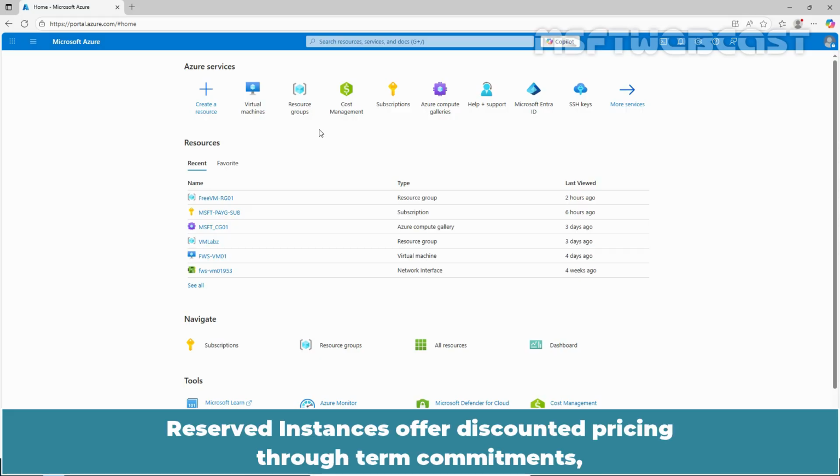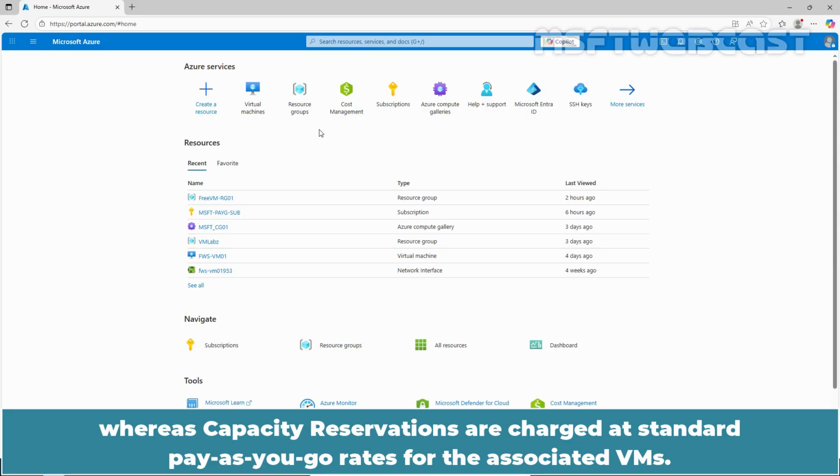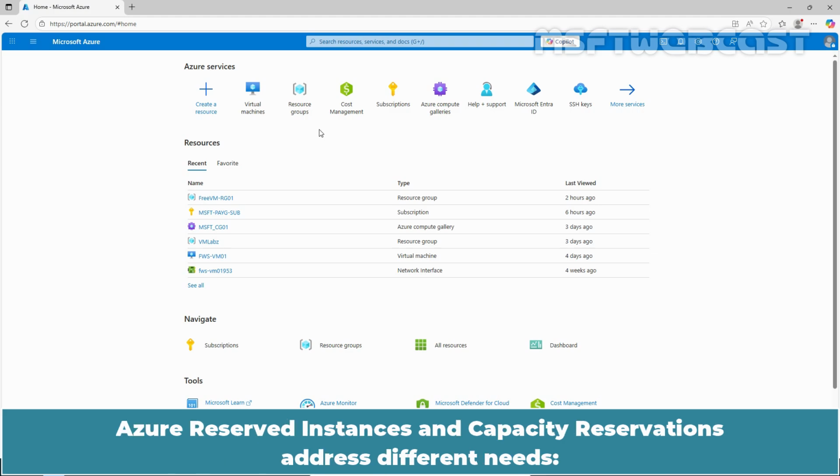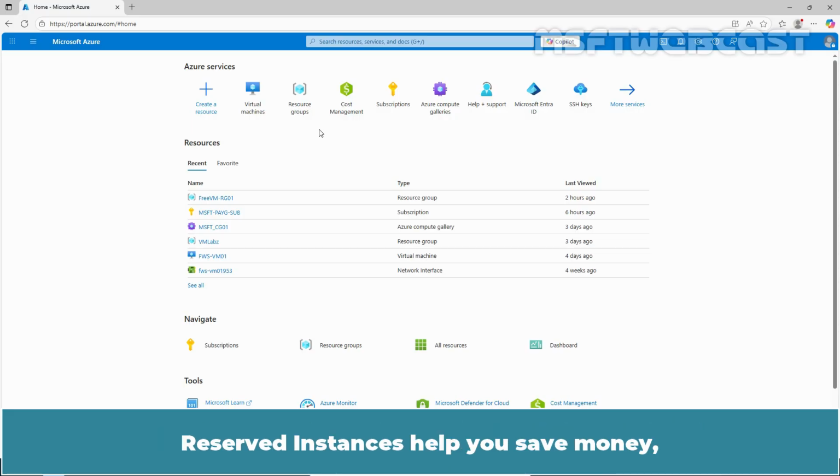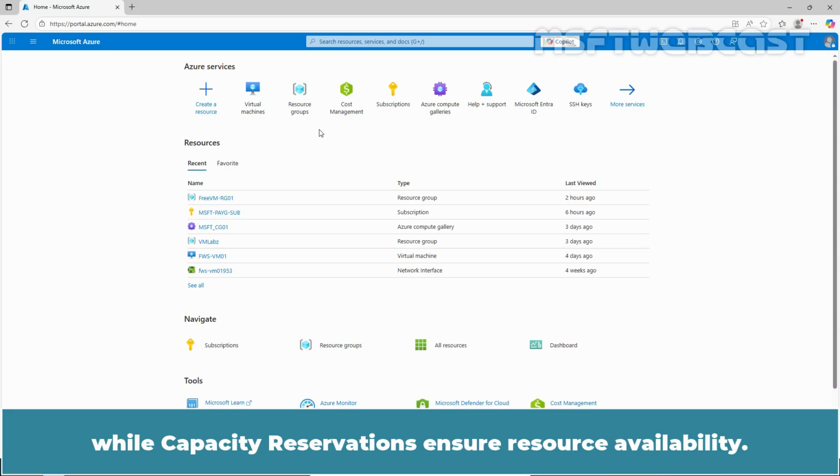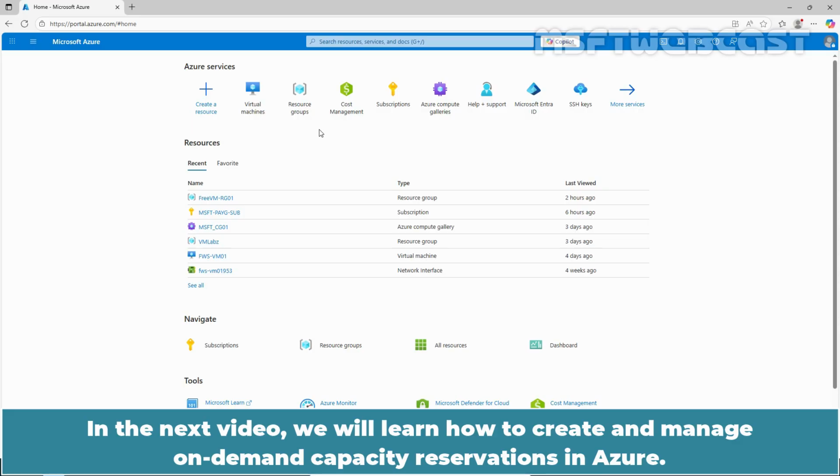Fifth and last is billing. Reserved instances offer discounted pricing through term commitments, whereas capacity reservations are charged at standard pay-as-you-go rates for the associated VMs. So reserved instances and capacity reservations address different needs. Reserved instances help you save money, while capacity reservations ensure resource availability. In the next video, we will learn how to create and manage on-demand capacity reservations in Azure.